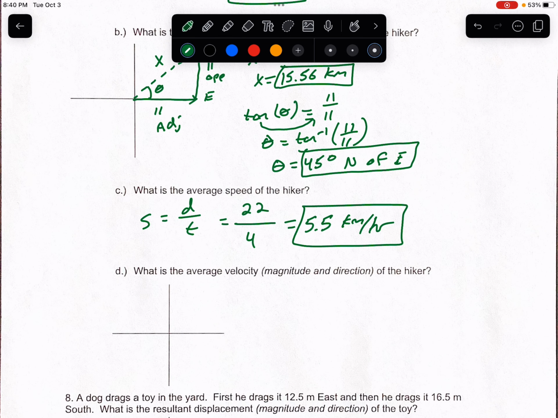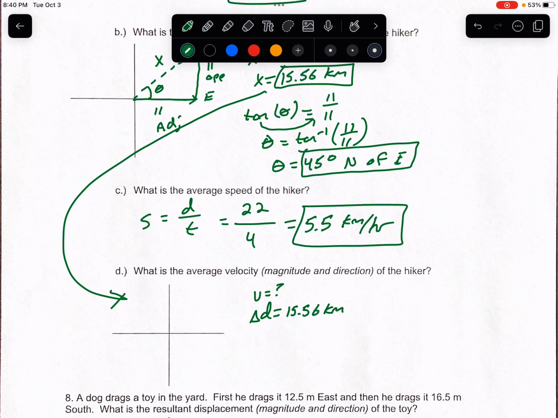Average velocity, so that means I'm actually using the displacement now. I don't need to draw it again. So we're looking for velocity. Our displacement, we found that in part B. So we're going to take that 15.56 and bring it down here. So 15.56 kilometers, and your time was 4 hours.